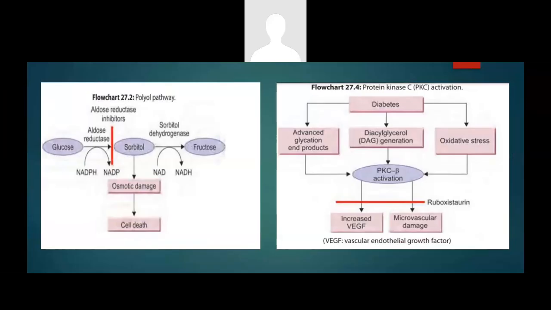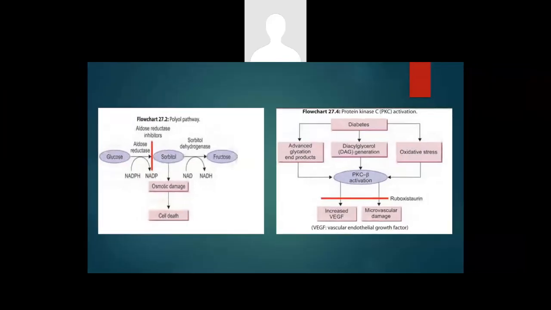Next comes protein kinase C activation. Diabetes not only causes advanced glycation products, but also causes diacylglycerol generation and oxidative stress. This ultimately results in protein kinase C activation. What does this protein kinase C do? It increases vascular endothelial growth factor and also causes microvascular damage. Researchers say that there is a drug, ruboxistaurin, that prevents the action of protein kinase C and decreases the progression of diabetic retinopathy.